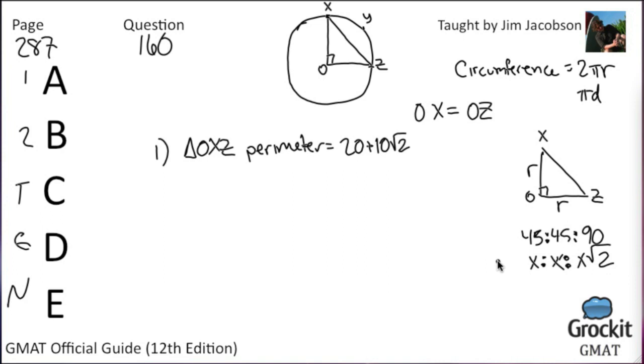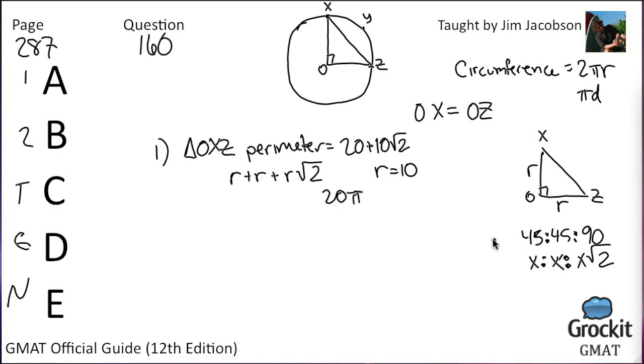And that's true for all 45, 45, 90 triangles. If you're given one of those three values and you know the angle measures of the triangle, you can figure out the other two by proportion because it's a ratio. So we know immediately that the ratios of the sides here are r, r, and r times the square root of 2, and that's clearly r equals 10, and therefore 2 pi r is going to be 20 pi.